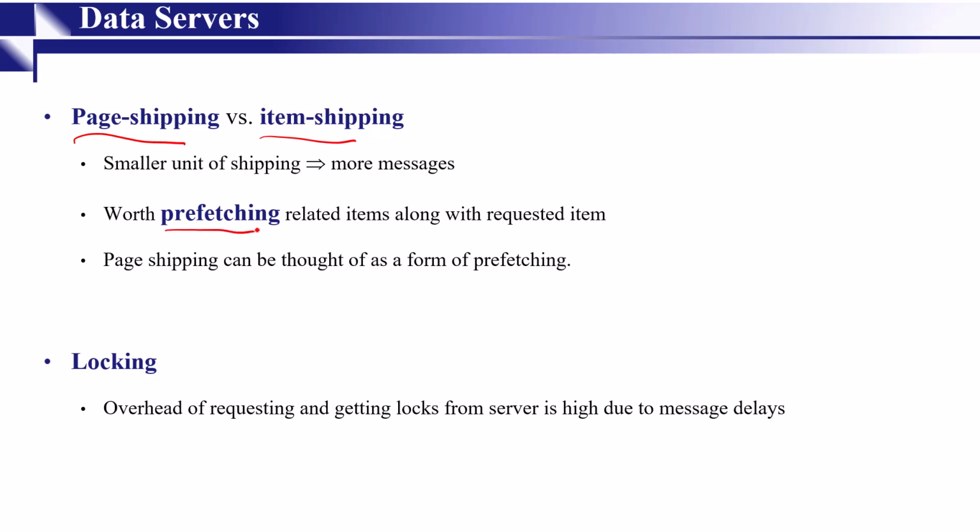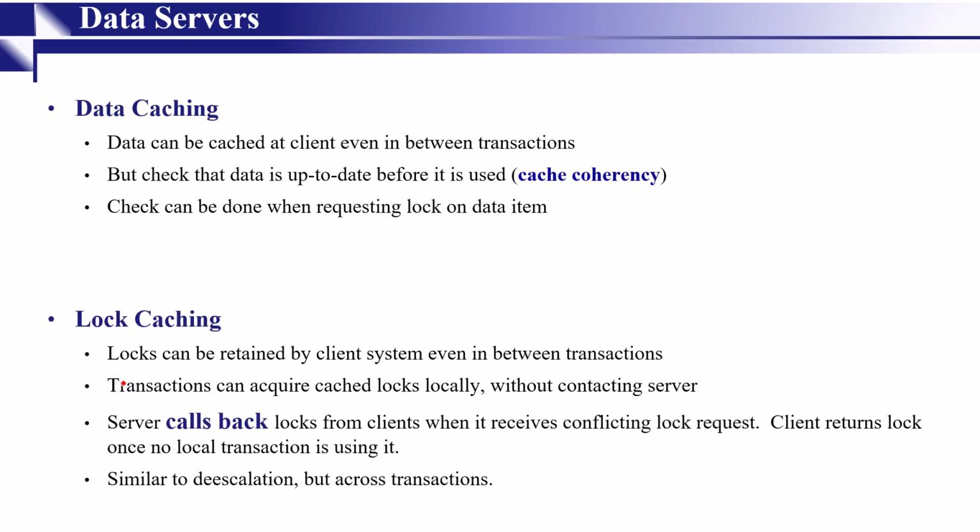Prefetching related items with page can boost efficiency. Logging, though, is trickier. Requesting logs from the server over the network adds delay, making coordination a bottleneck in high traffic scenarios. Caching is a game changer for data servers. Data caching means data that are shipped to the client on behalf of a transaction can be cached at the client even after the transaction completes if sufficient storage space is available.